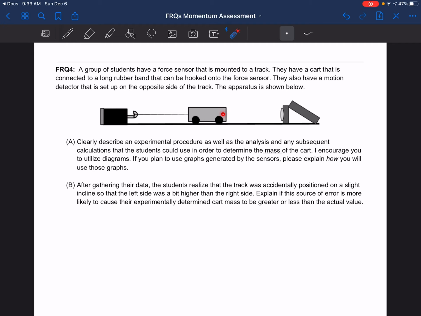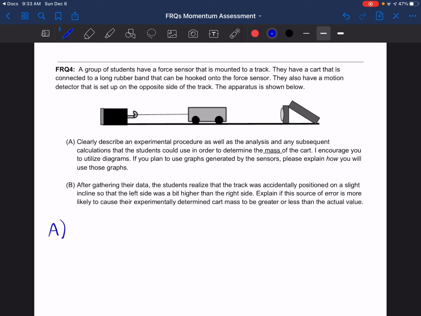Or you could just pull the cart back and let it go and look at the rubber band accelerating it and look at that interval. And that would be fine too. I'm gonna go with the second option, but either is okay if you explain it well.